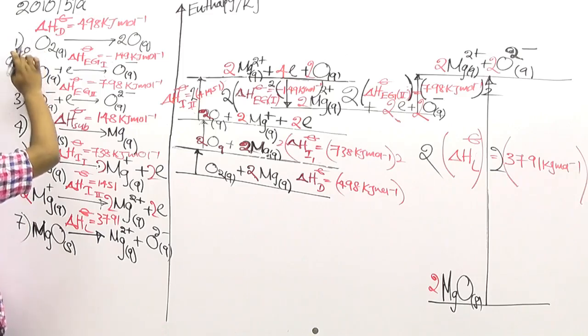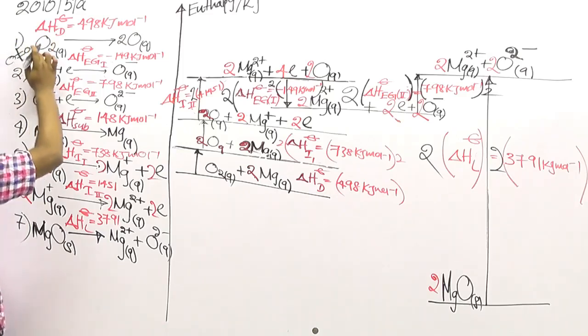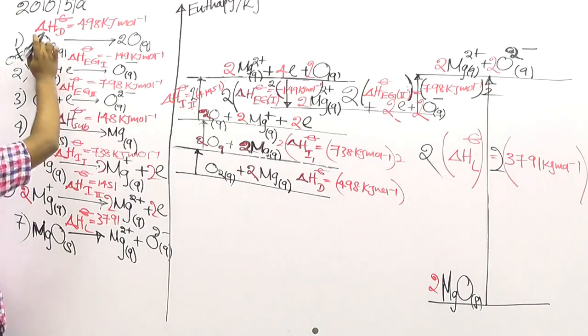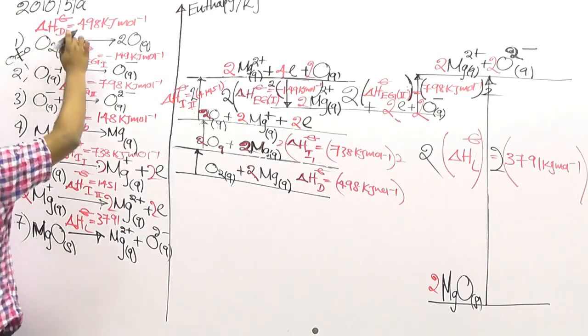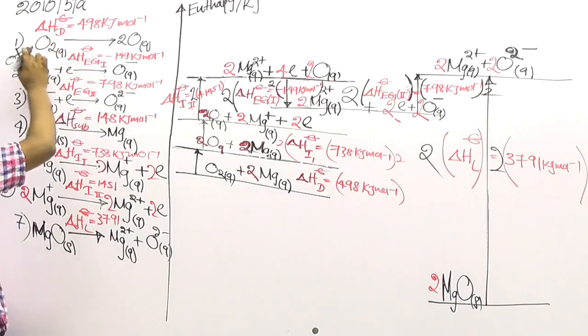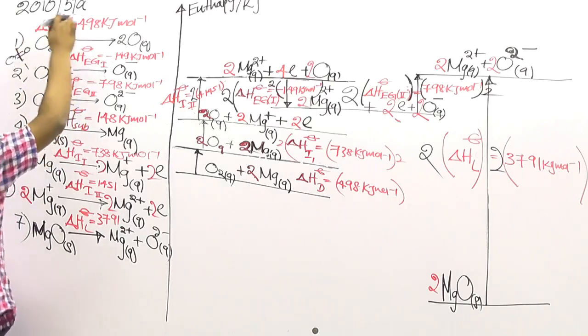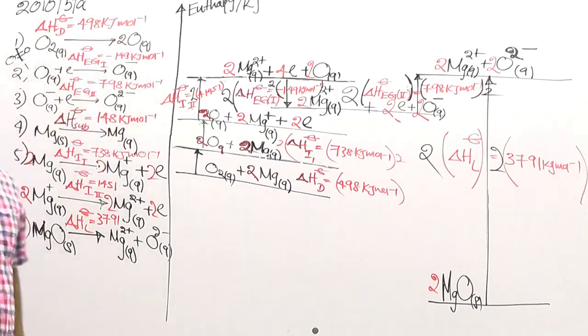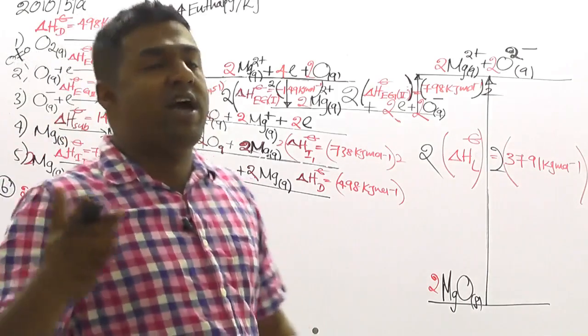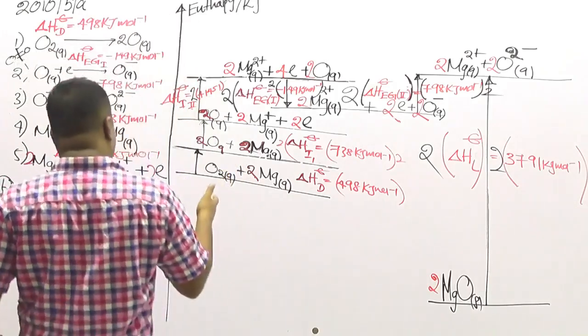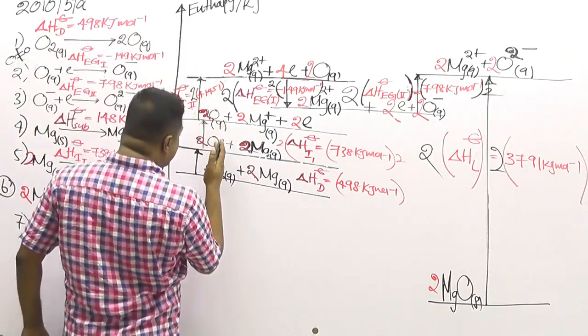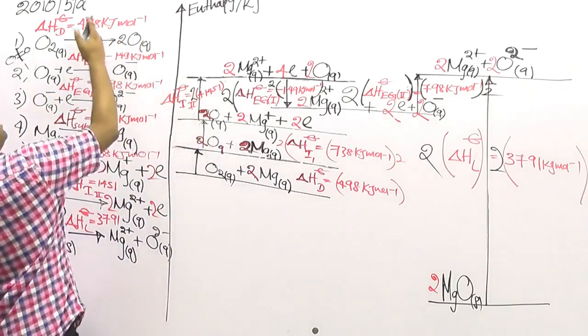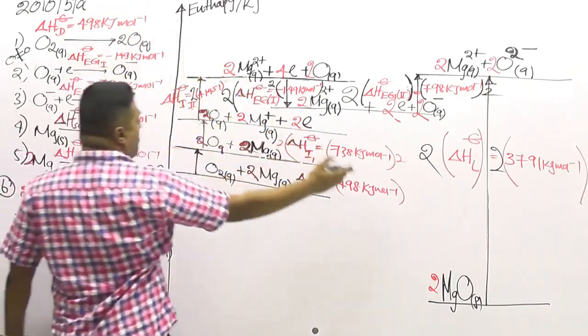For 1 mole of O=O double bonds, you need 1 mole of O2. When 1 mole of O2 is converted, or 1 mole of O=O bonds are broken, you get 2 moles of O gas. Here you need 2 moles of O gas. For that, only 498 kilojoules per mole.